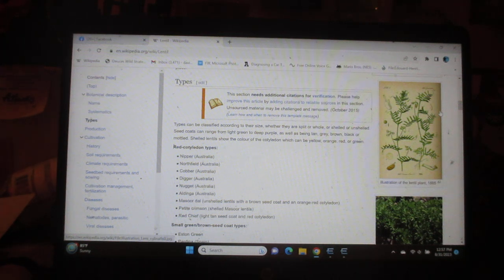Red cotyledon types: Nipper, Australia; Northfield, Australia; Cobber, Australia; Digger, Australia; Nugget, Australia; Aldinga, Australia; Masoor Dal, unshelled lentils with a brown seed coat and an orange-red cotyledon; Petite Crimson, shelled Masoor lentils; Red Chief, light tan seed coat and red cotyledon.